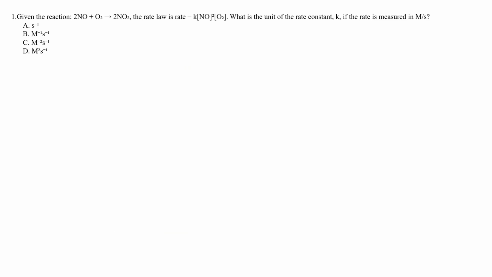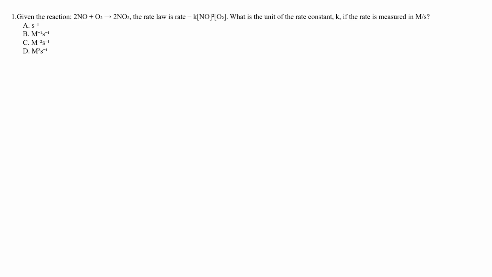Question number 1. Given the reaction 2 moles of NO plus O2, the product is 2 moles of NO2. The rate equation is given. Rate is equal to rate constant times NO concentration squared times O2 concentration. What is the unit of the rate constant K, if the rate is measured in molar per second?